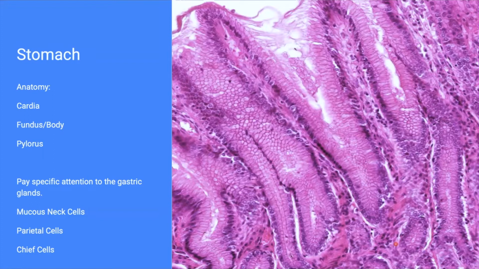And then finally, as we transition from stomach into our next organ, the small intestine, we are going to see that region called the pylorus. So yeah, cardia and pylorus are very similar, histologically speaking, and the fundus and body are also very similar, histologically speaking. So in the cardia and pylorus, we see these glandular structures shown at the right here. They are going to be mucous glands.